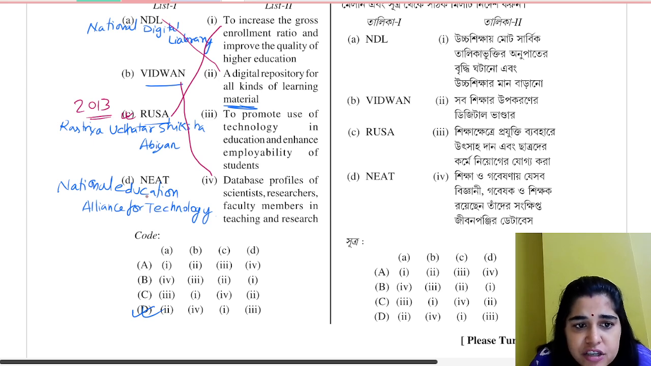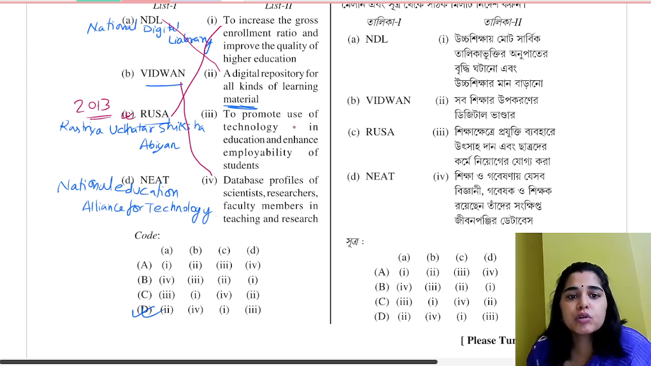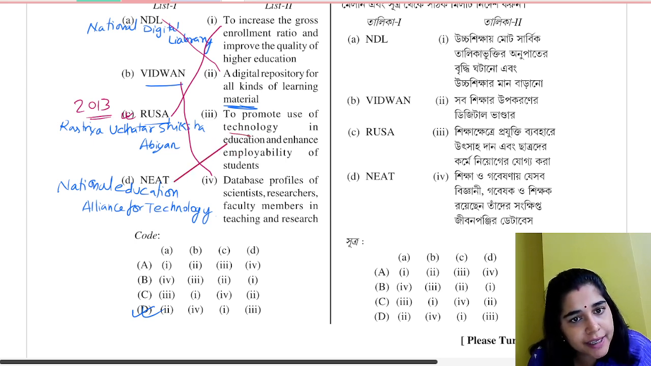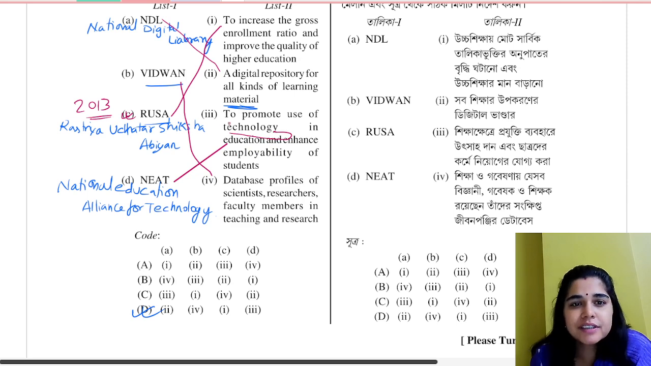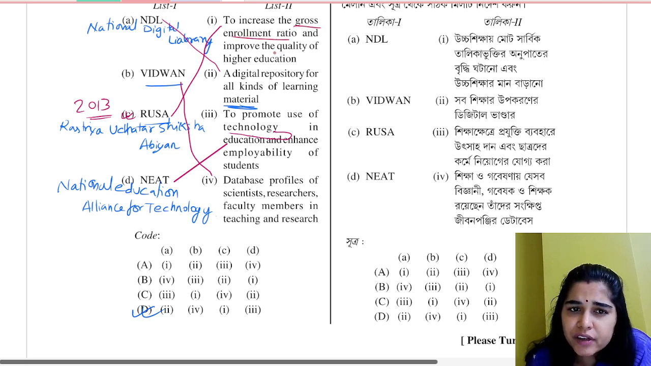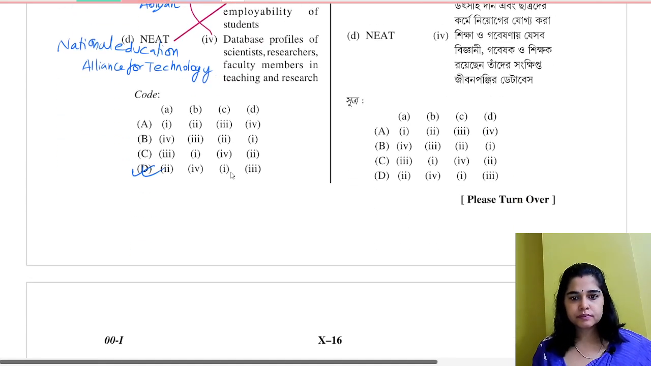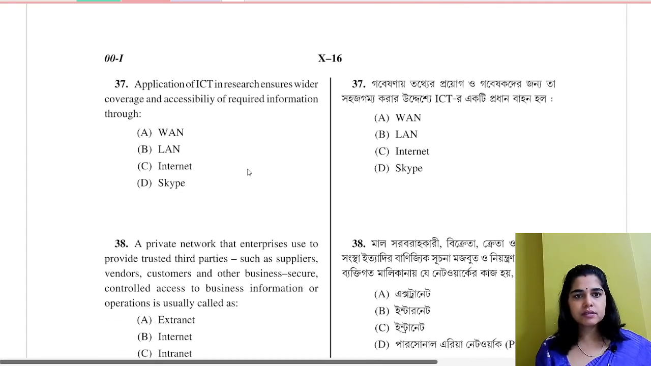And what is NEAT? National Education Alliance for Technology, to promote the use of technology in education and enhance employability of students. This is about the technique. Here I have mentioned the technology. Then the key term here is increase the gross enrollment ratio. We are increasing the enrollment ratio to improve the quality of higher education. Move to the next question. I will explain RUSA also. First finish the question answers.